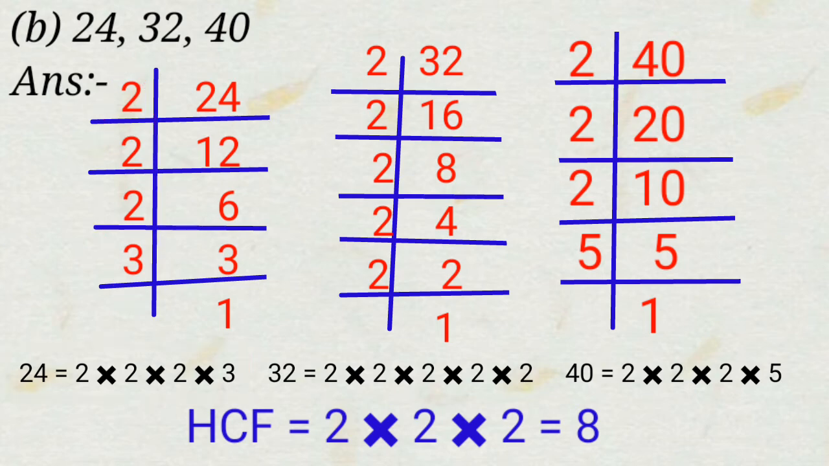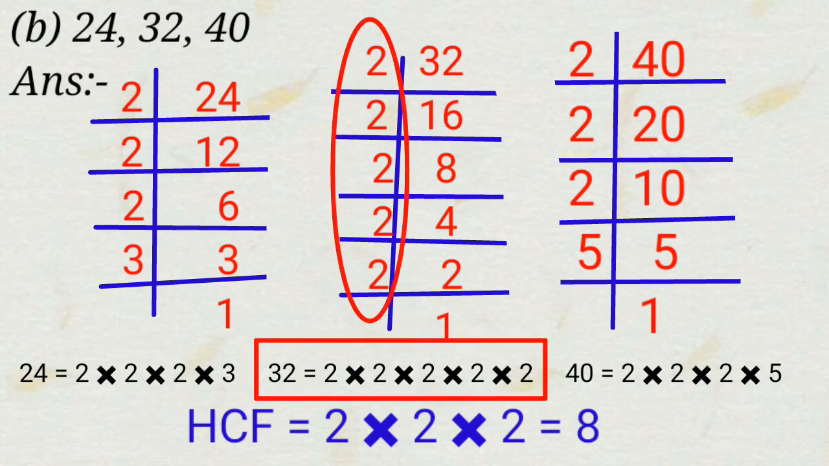Now similarly, factors of 32. 2 into 16 is 32. 2 into 8 is 16. 2 into 4 is 8. 2 into 2 is 4 and 2 into 1 is 2. So we get 1 at the bottom. So factors of 32 is equal to 2 into 2 into 2 into 2 into 2.